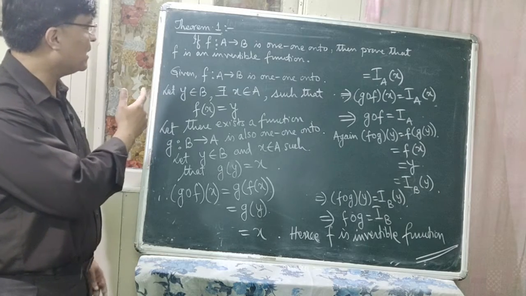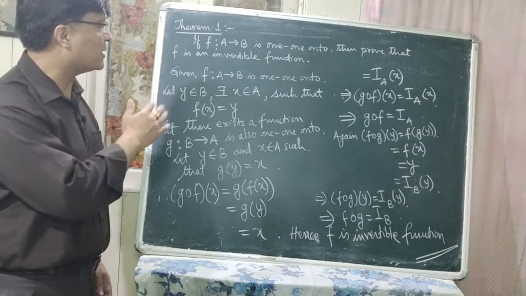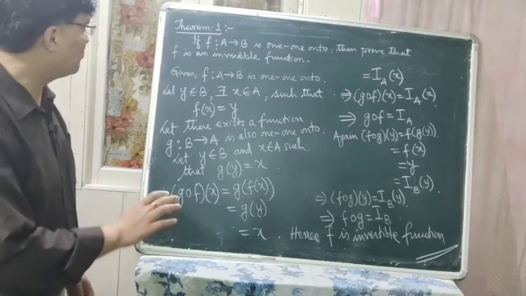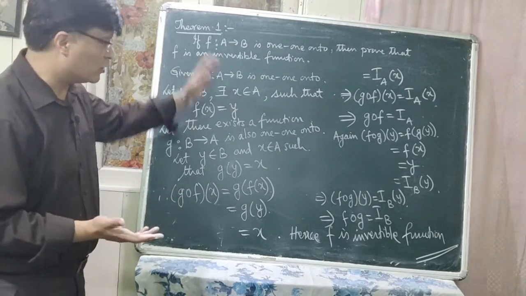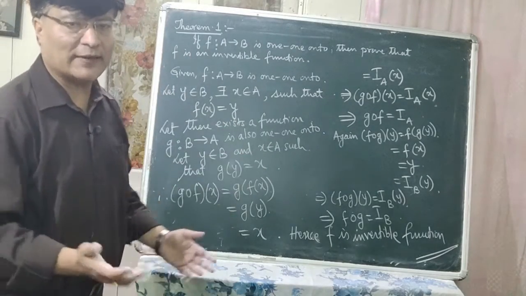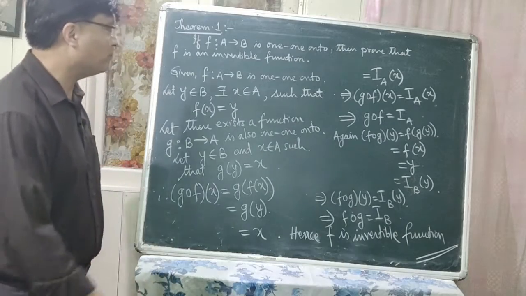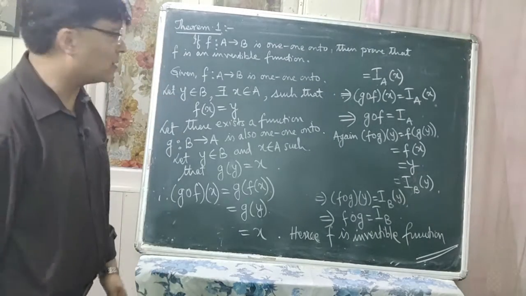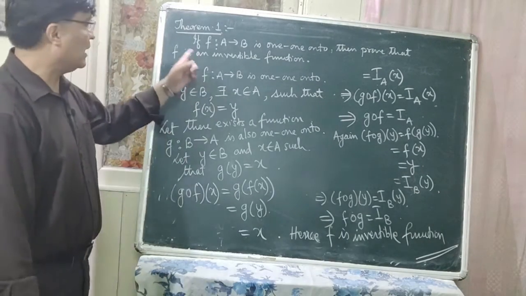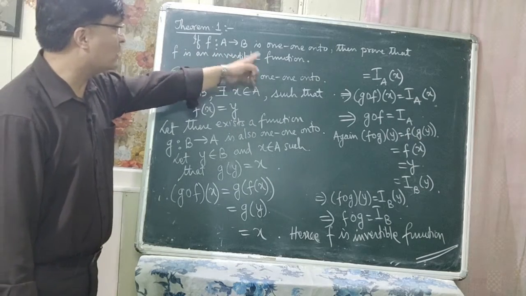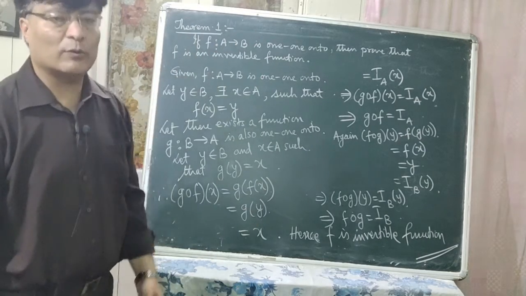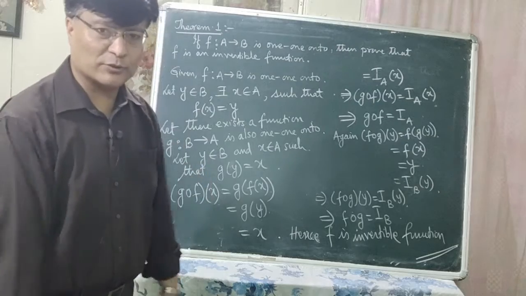So यो theorem चाहिँ के भन्दैछ, if f such that a to b is 1 1 onto, then prove that f is an invertible function. So I have proved that this function f is an invertible function. Okay, so now we will do the converse part. Converse part means if f is an invertible function, then this is 1 1 onto. अब हामी उल्टा प्रुभ गर्छौं. ठीक छ?